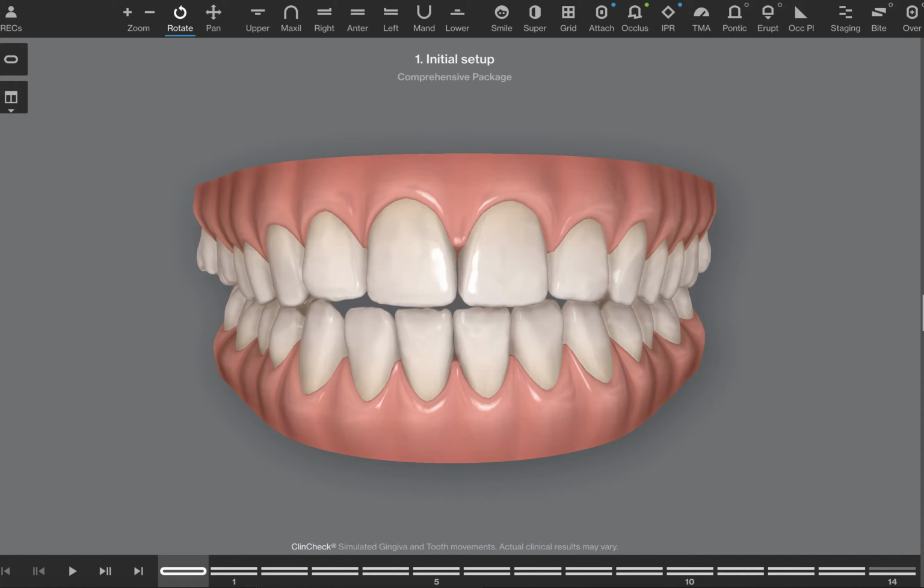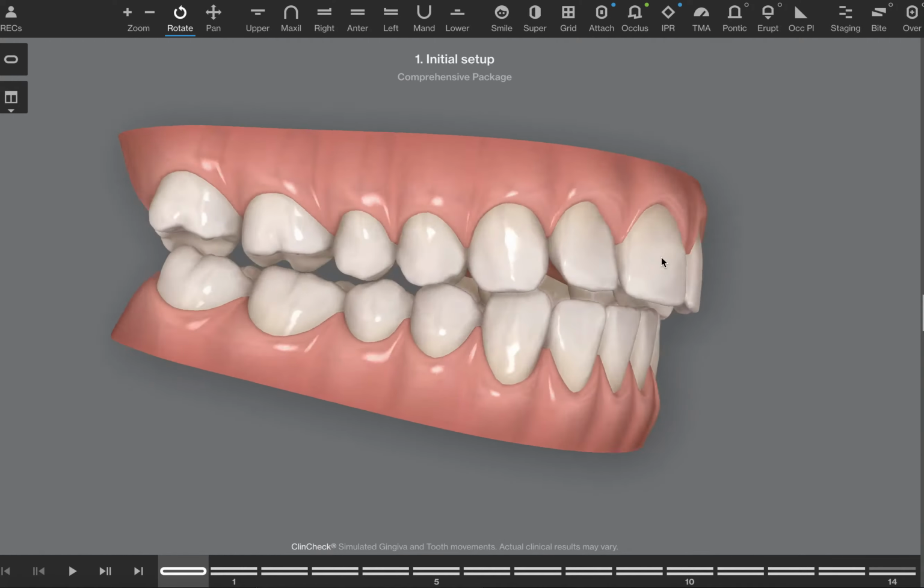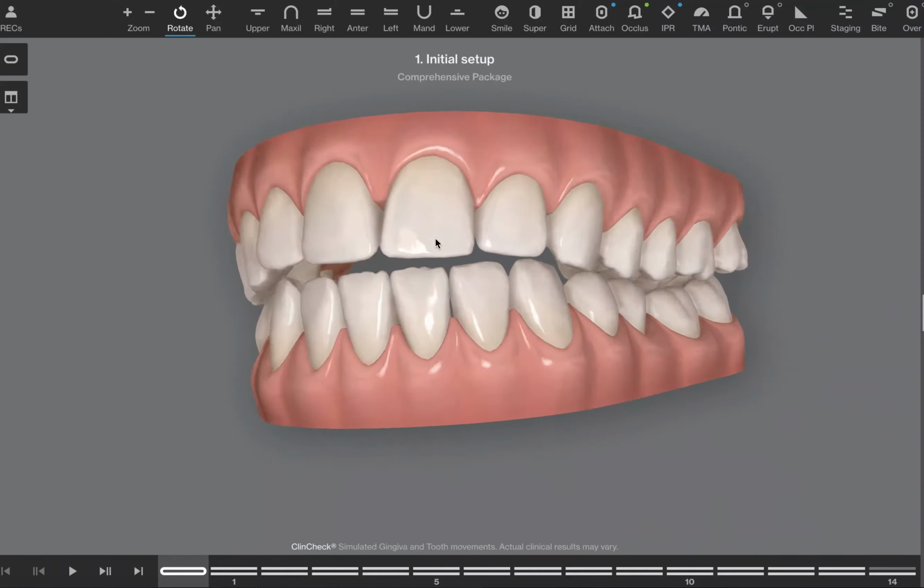It will help you see a little bit better or provide some clarity on what we're trying to do with your treatment. So this is where you are now. This program is called ClinCheck, and it allows us to look at your teeth in all dimensions.